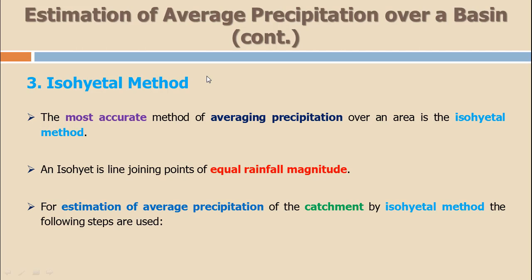So isohyet, in the name, the isohyet means a line joining points of equal rainfall magnitude. This is just like the contour. A contour is a line which joins points of equal elevation, reduced levels. Here an isohyet is a line which joins points of equal rainfall. For estimation of average precipitation of the catchment by the Isohyetal method, the following steps are used.